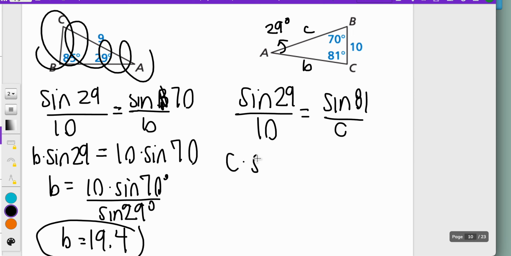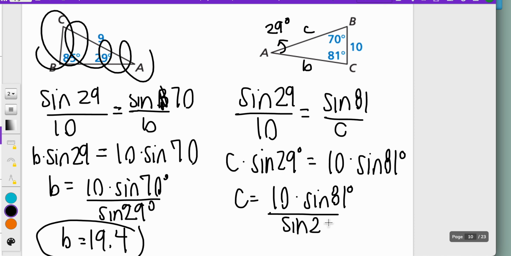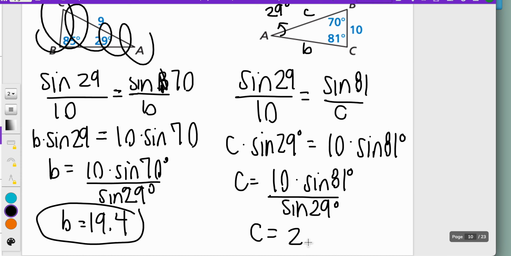Cross multiply, C times the sine of 29 degrees is equal to 10 times the sine of 81 degrees. Isolate C, I'll do that by multiplying 10 times the sine of 81 degrees all over sine of 29 degrees, and that's going to round it to about C of 20.4.